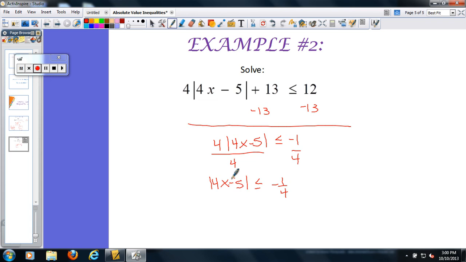Now, absolute value less than a negative is not going to be possible because absolute value is positive, so this is no solutions. If I had gotten absolute value is greater than or equal to, then it would have been all solutions, because that would always be true. So these are pretty much done the same way we just did the stuff from yesterday.